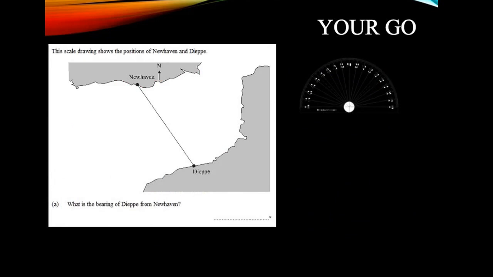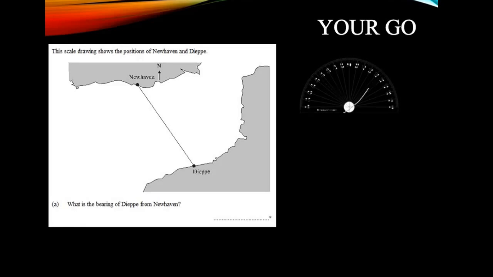So here's your go. This is what I'd like you to have a go at if you're foundation, or if you're higher and you want to have a go at this sort of question, that's fine. So what's the bearing of Dieppe from New Haven? You might have to pause the video. In fact, you'll definitely have to pause the video. You might need to get your tools out, so your protractor, stick it on your screen, see if you can work it out. I'll pause the video and show you the answer in a second.